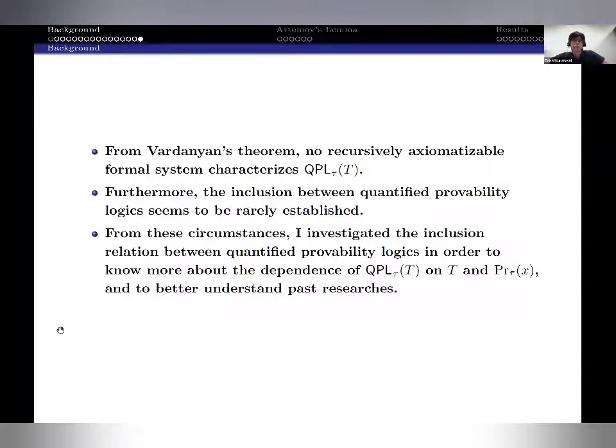From Vardanyan's theorem, no recursively axiomatizable formal system characterizes QPL_tau of T. Furthermore, the inclusion between quantified provability logics seems to be rarely established. From these circumstances, I investigated the inclusion relation between quantified provability logics in order to know more about the dependence of QPL_tau of T on T and the provability predicate of T, and to better understand past research.